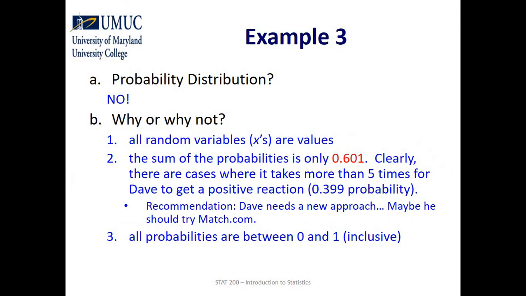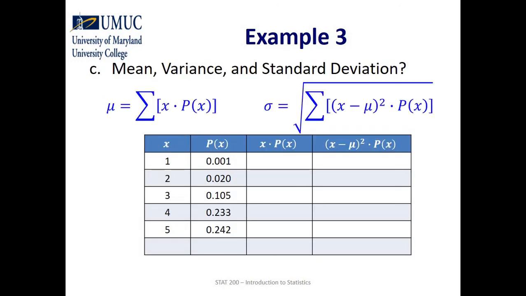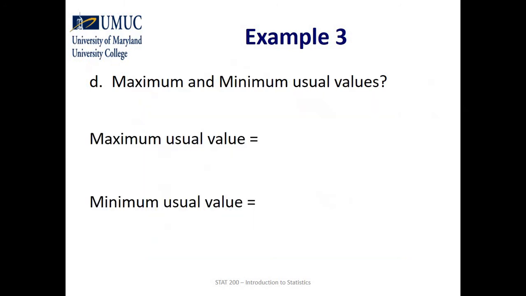We do not have a probability distribution, so we can't compute the mean, the variance, and the standard deviation. So here we said the sum was 0.601. So we do not compute the mean and the variance of that. We cannot do that. Same thing for the minimum and maximum usual value. We can't do it because they don't exist in this case because it's not a probability distribution.